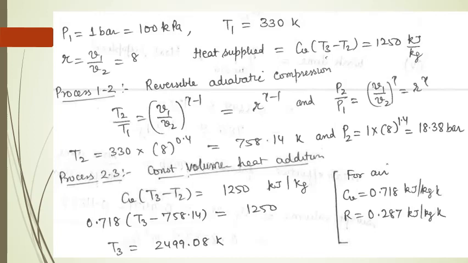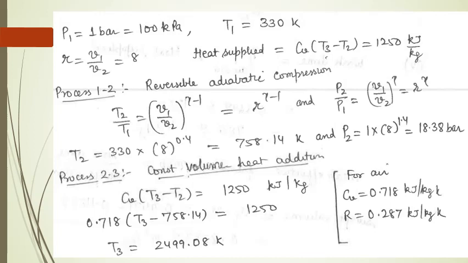So the initial pressure, that is P1, is equal to 1 bar and T1 equals 330 Kelvin. r, the compression ratio, is 8. Therefore the heat supplied will be Cv into T3 minus T2, and that is given as 1250 kilojoule per kg. Now as the process 1 to 2 is reversible adiabatic compression, the relation between the temperature and volume and that pressure and volume has been given. With the help of these, we can calculate the value of P2, that is coming out 18.38 bar, and the value of T2, that is coming out to be 758.14 Kelvin.